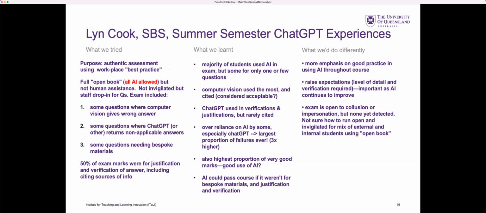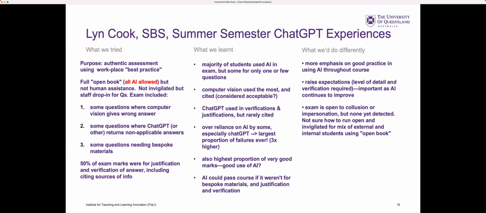ChatGPT was used in verifications and justifications, but it was rarely cited. In fact, only one student out of all the series of exams cited ChatGPT, even though it was obvious that some had been using it. Some of that, I think, was the stigma associated with its use in January, where it was all over the media. Also, some students cited other sources, but it was obvious that those other sources could not have provided an answer.